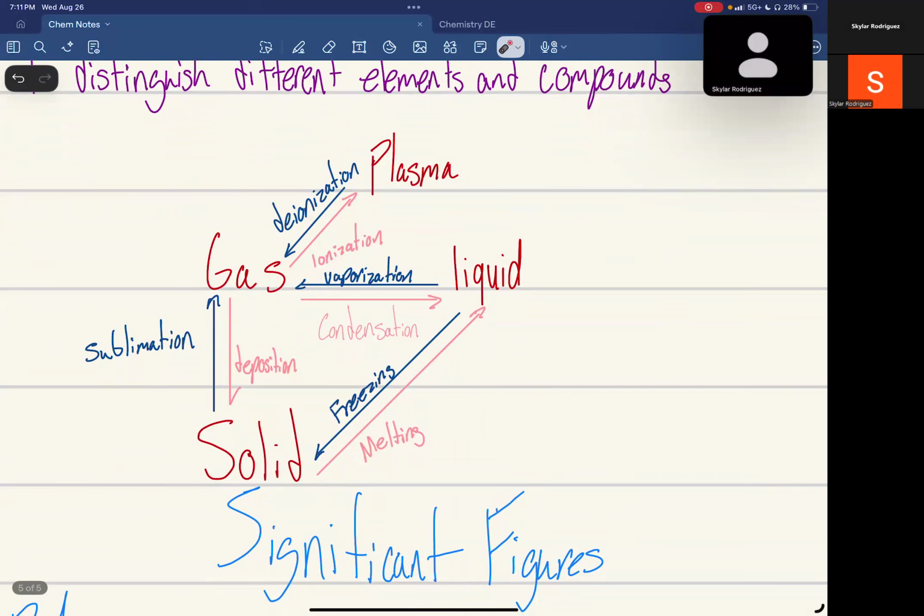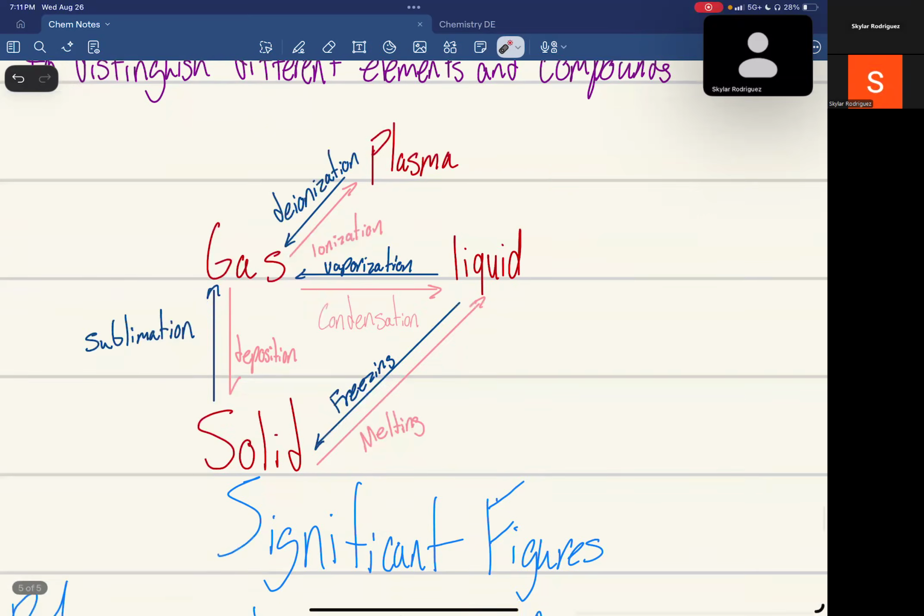Solid to gas is called sublimation. Gas to solid is deposition. Solid to liquid is melting. Liquid to solid is freezing. Liquid to gas is vaporization. Gas to liquid is condensation. Gas to plasma is ionization. And plasma to gas is deionization.